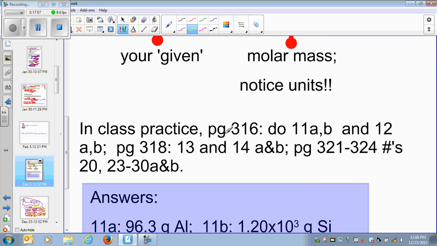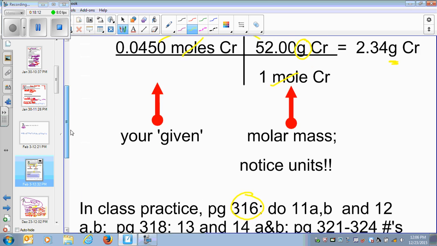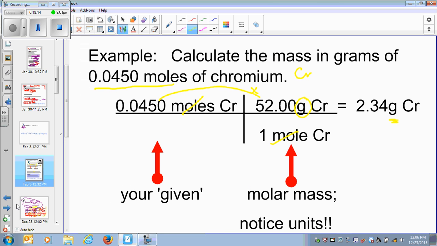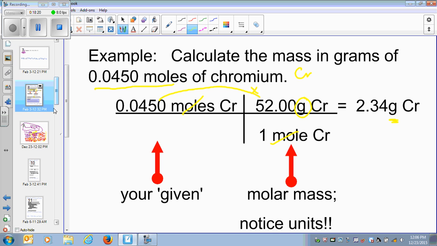In class, practice these questions. You need to practice 316 and do 11AB and 12AB and 318. So this is something you are going to do in the class, and these are the answers for that classwork. So this is how you convert grams into moles and moles into grams. Okay. But it has nothing to do with Avogadro's number. The Avogadro's number stays the same, but that is a different concept.